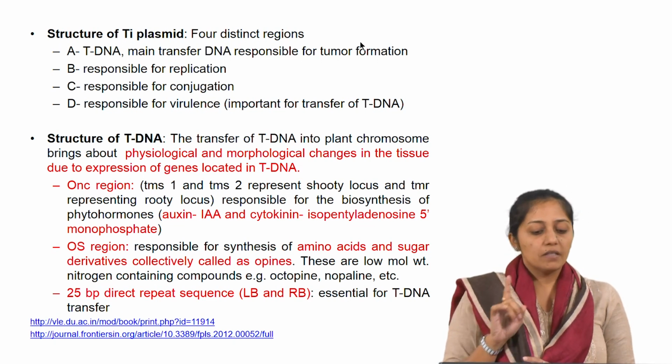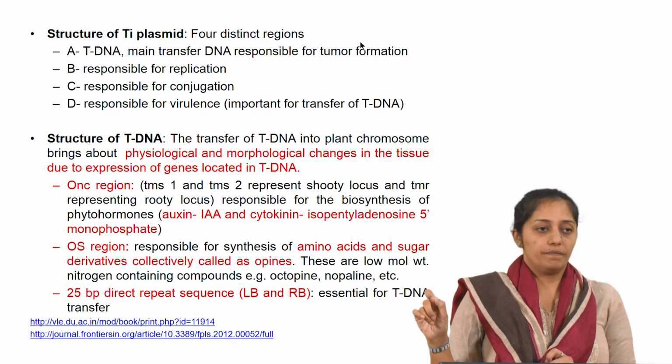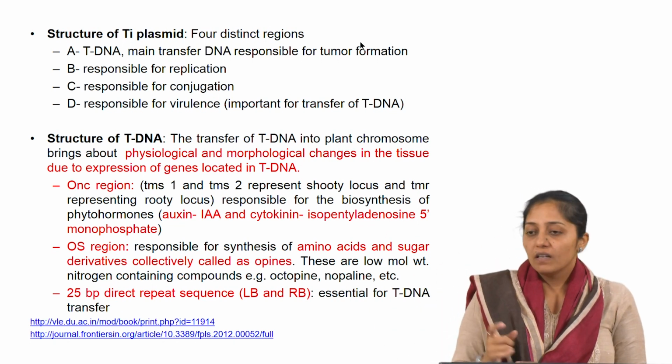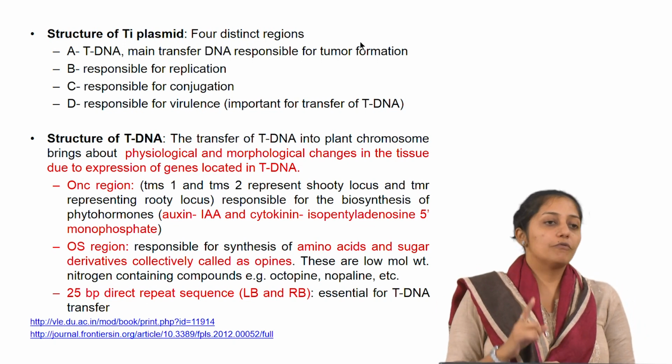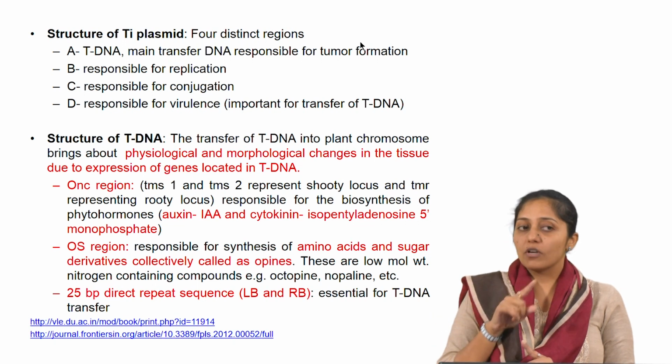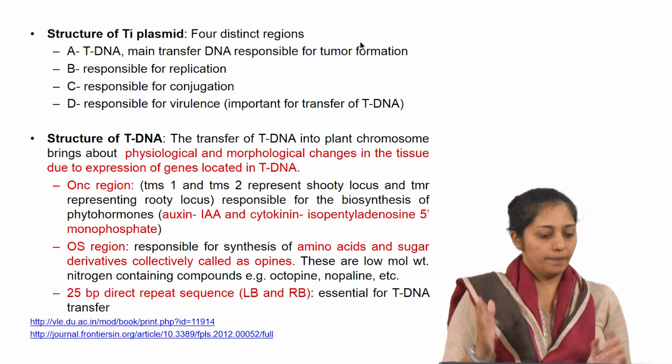The third region is responsible for conjugation, so pilus formation, such that the transfer can take place. The fourth region is responsible for virulence, where the genes are. So it is important for processing and the transfer of tDNA.